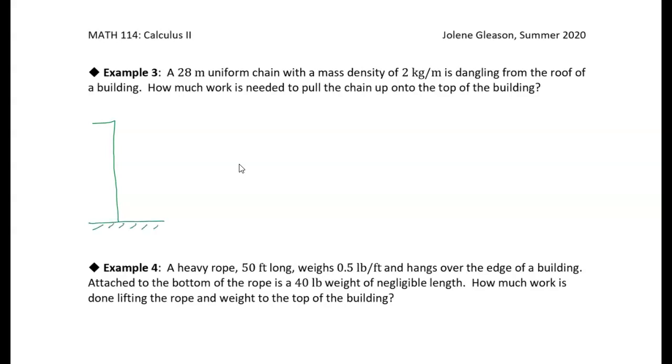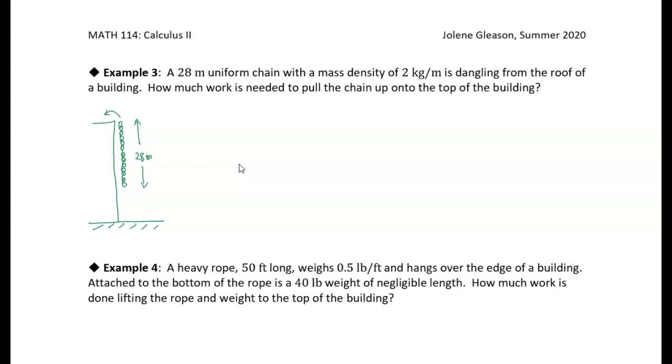All right, and then we have this chain. So I'll just draw kind of a chain hanging down here. This is my chain, and the chain is 28 meters. Okay, so that's the chain, and we're going to drag this onto the roof. We're going to take this and pull it onto the roof. And once we've laid the chain on the roof, it's not part of the weight hanging down anymore.